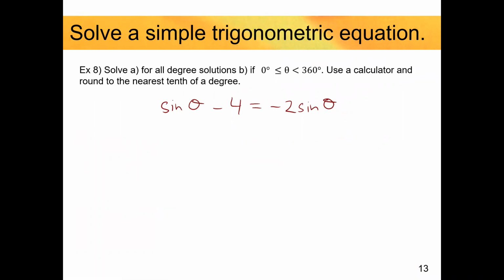Sine theta minus 4 is equal to negative 2 sine theta. Oh man, just like x's in algebra, we have to move all the x's to one side. And you guys talk to me here. Which way should we go? What should we do to get sine theta by itself on one side?